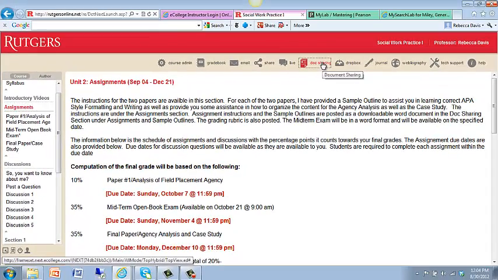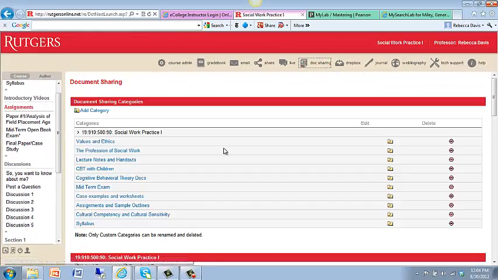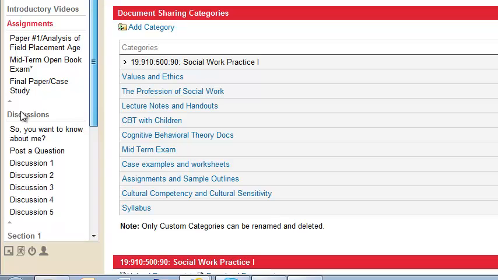So just to show you on doc sharing, where I have put the assignments and also simple outlines that you can take a look at that can provide you some models and guidance in using APA style in case you have not used it or are not as familiar with it.